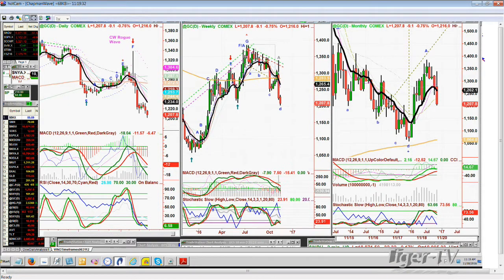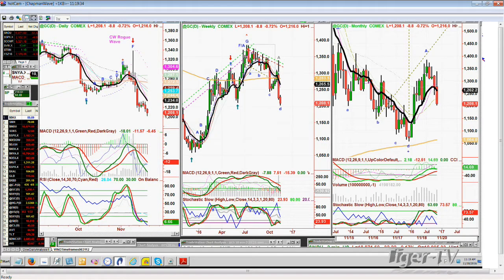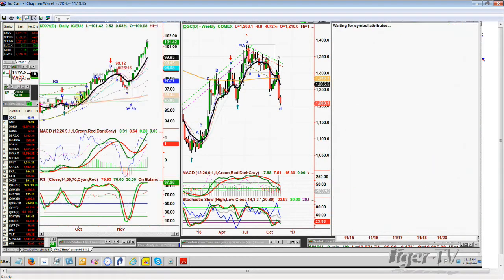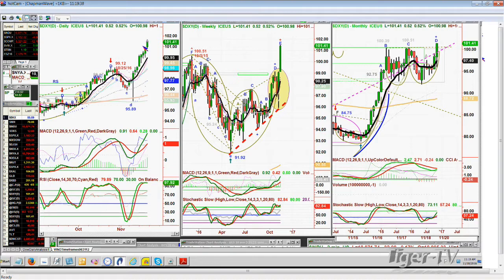But most importantly, I've been a bull on the dollar for just ever so long. Oh my God, look at that. It's up 52 cents, 101.41. That is absolutely, oh, what a spectacular breakout that is.